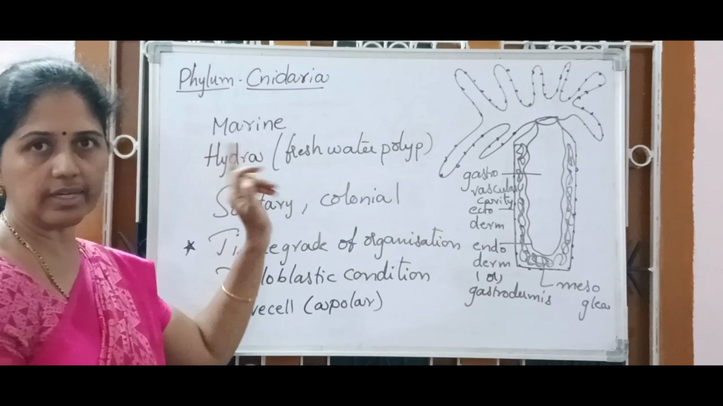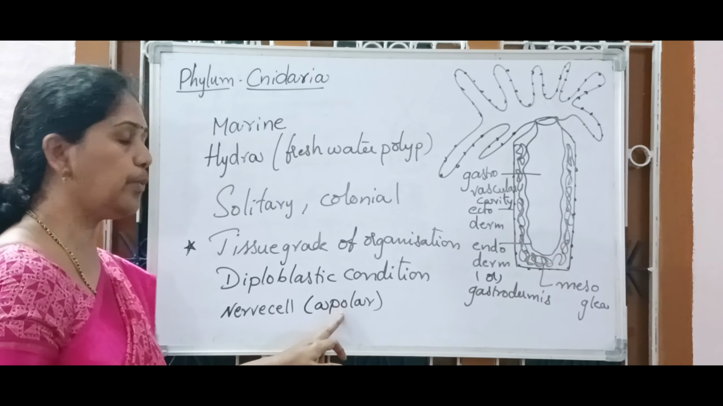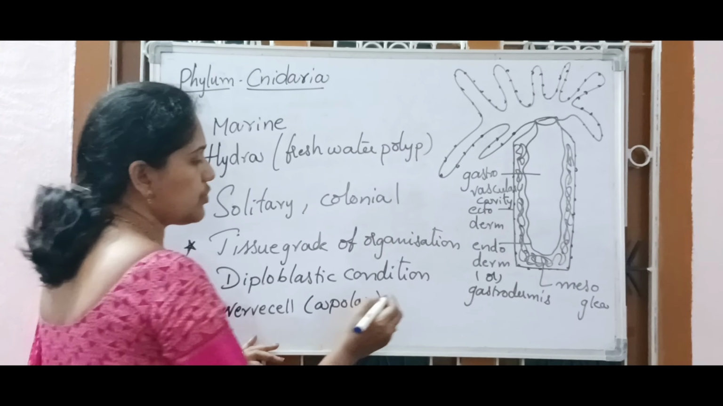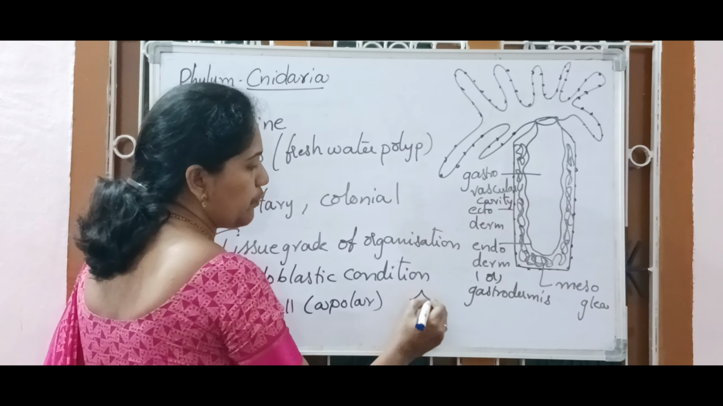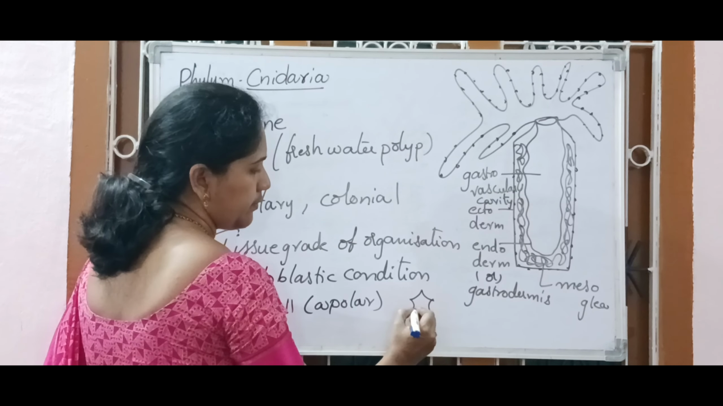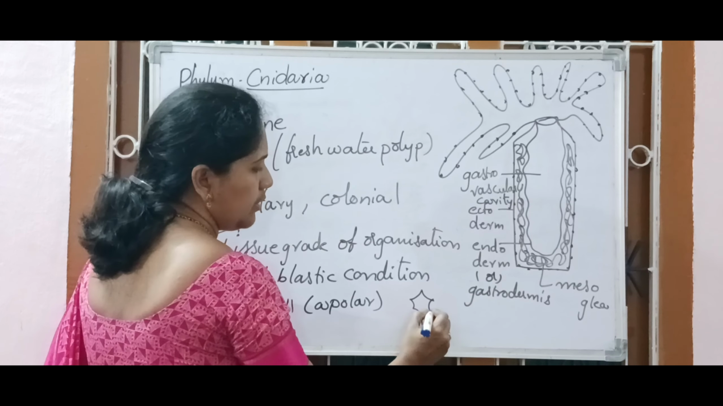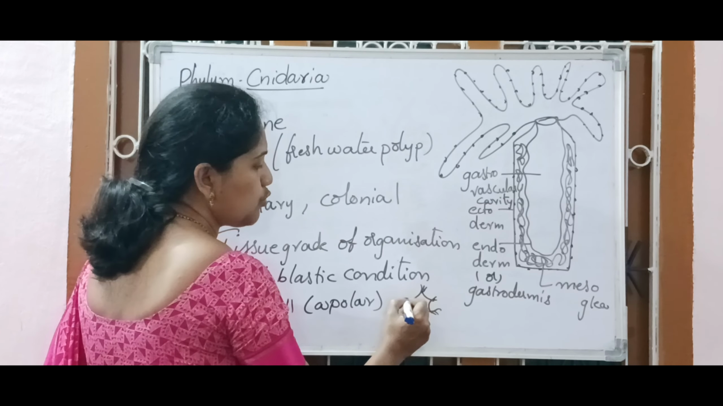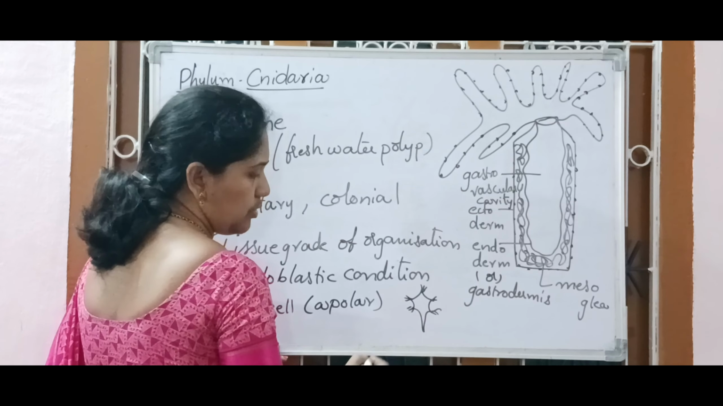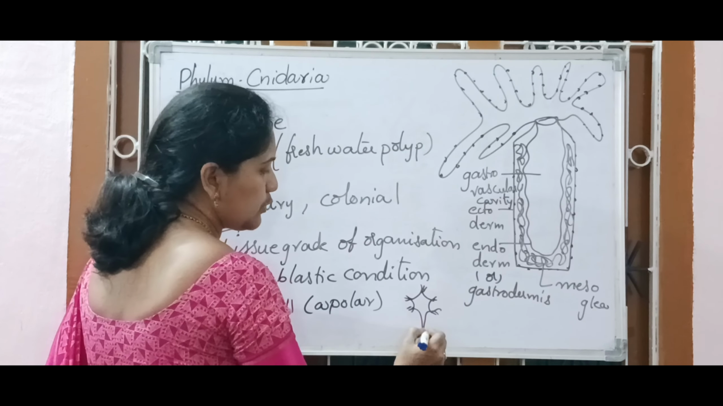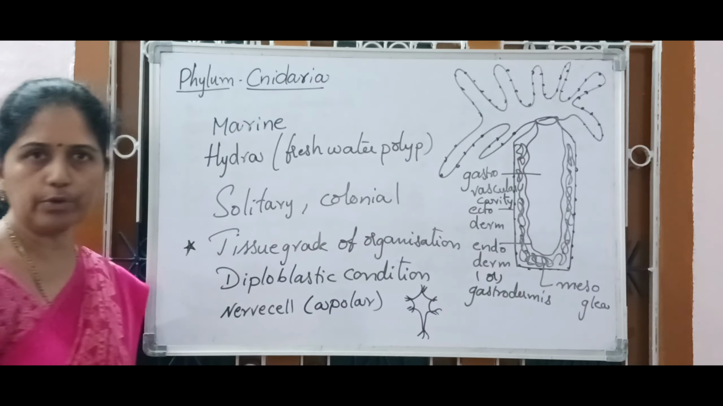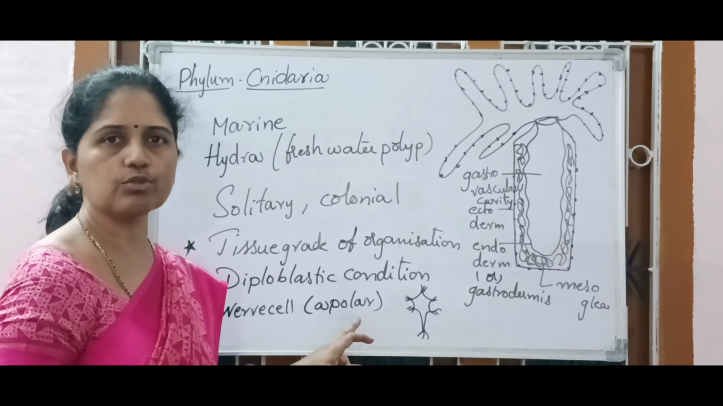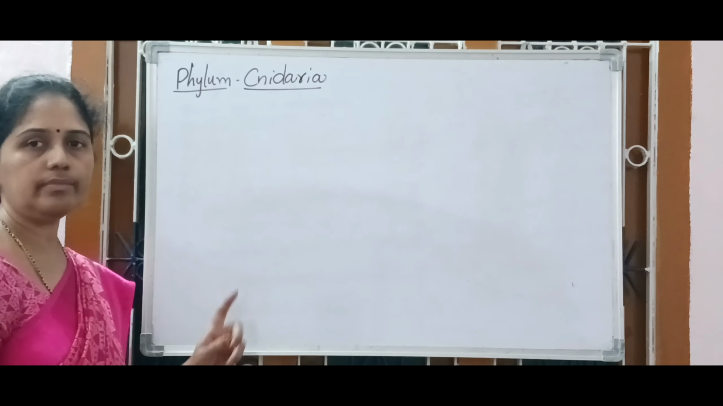These nerve cells, seen for the first time in cnidarians, are called apolar. Why are they called apolar? Generally we all know the structure of a neuron, which consists of cyton, axon and dendrites. But these neurons do not have dendrites and axon. That's why they are very simple and are called apolar neurons.